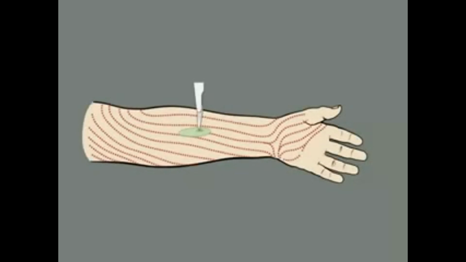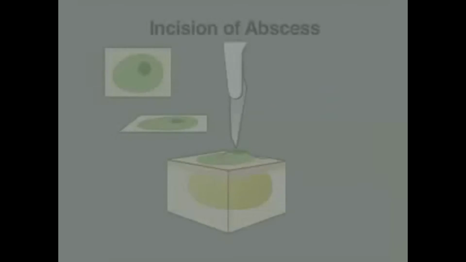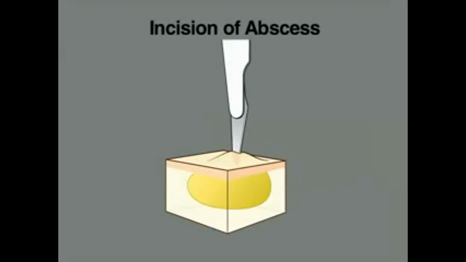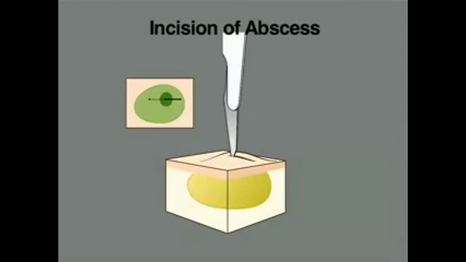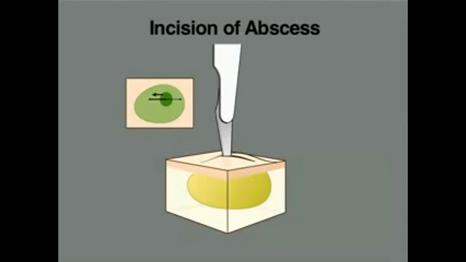Cosmetic results can be optimized if the incision is made parallel to existing skin tension lines. The incision should be extended to create an opening large enough to ensure adequate drainage and prevent recurrent abscess formation. It may need to extend the length of the abscess borders.